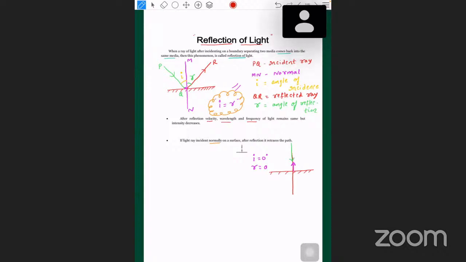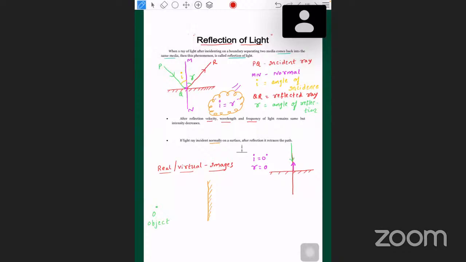Yeah, fine. Now, after knowing this basic phenomenon, you must know the concept of real and virtual images. Real and virtual images. Look at this. This is the mirror. I'll keep the object here, O. What does O represent? Object.